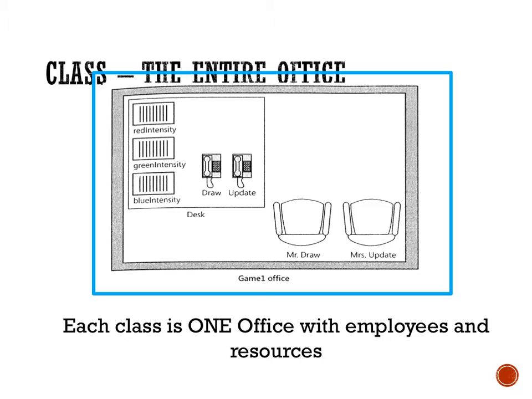So here we would have the Game 1 class. That's what class I'm representing here. This is the Game 1 class, and this is the big class that we program for our game. So every single class has its own office space. And you can notice that we have some employees in there. We have Mr. Draw and Mrs. Update. And we have some resources on the table like red intensity, green intensity, blue intensity, as well as 2 phones. But the entire office room itself is the class, and it contains all of your resources and your employees.